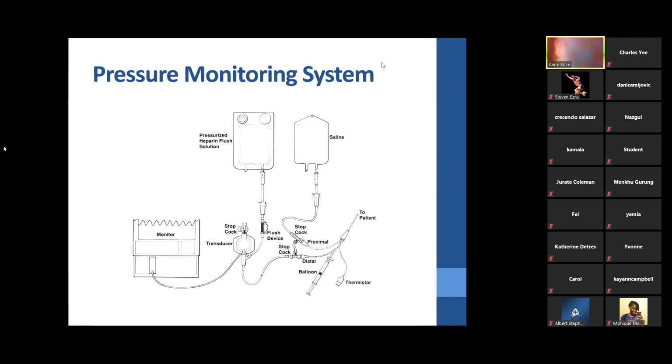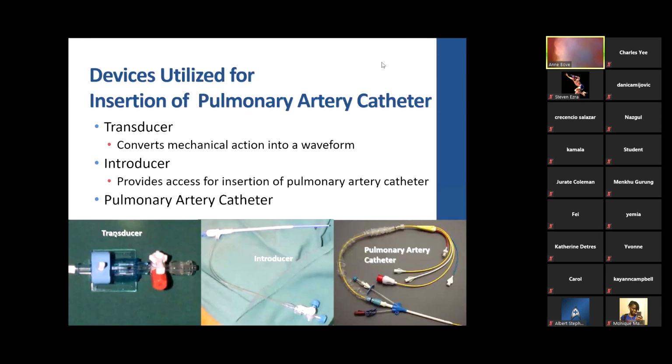So here are some pictures of what a transducer may look like. Here's the catheter on the right. And then what you have here is what they call an introducer. An introducer, in essence, is placed in order to introduce the catheter and to put the catheter through.